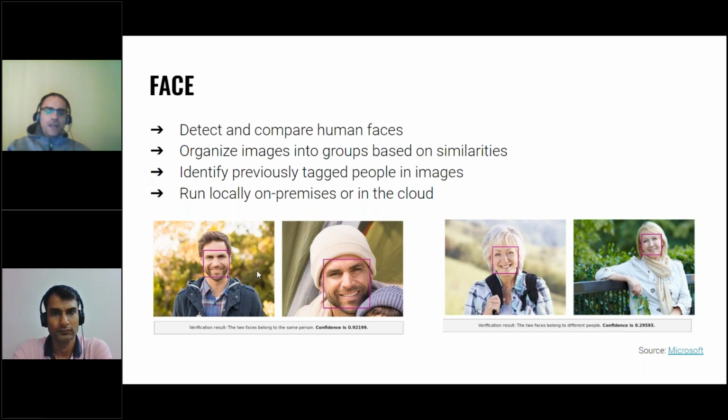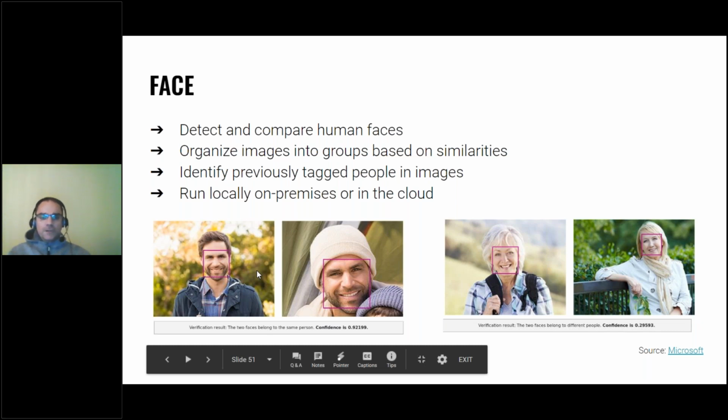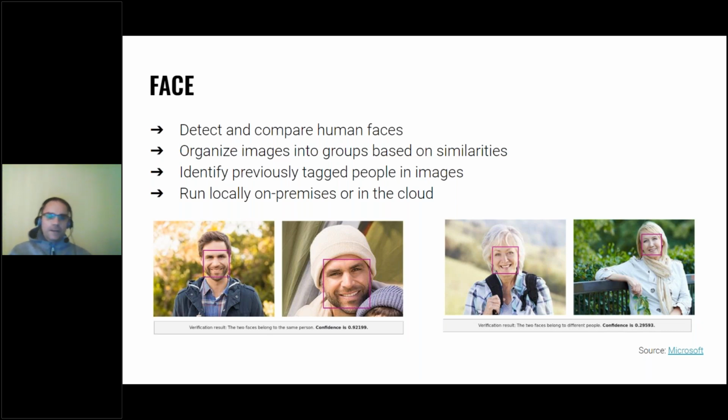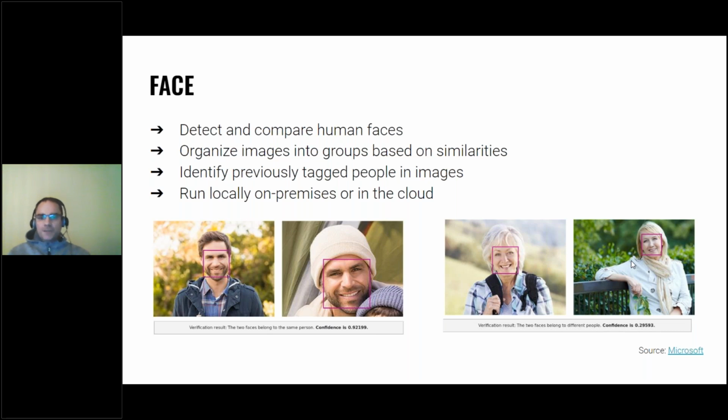In this case, Microsoft Azure is capable of identifying these two images as one and the same person with a 0.2 confidence, so it's nearly 100%. And in this case, it says these are actually two different people, even if they look very much the same, but it's not the same person.